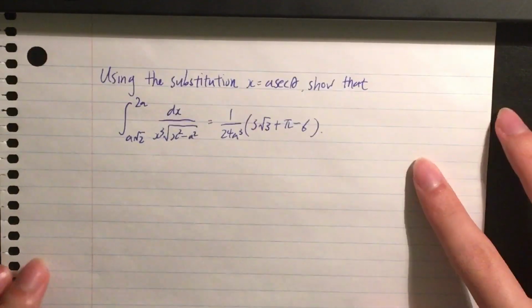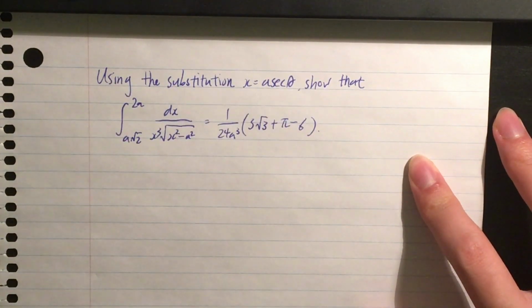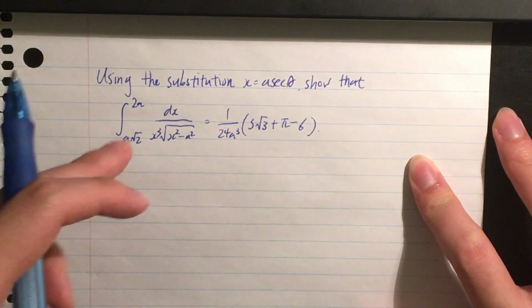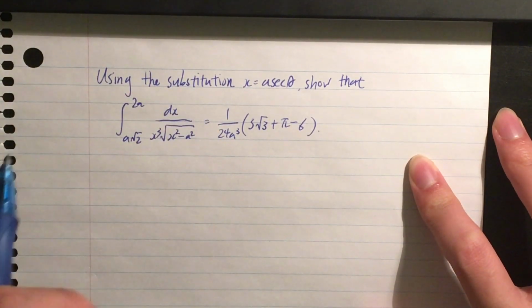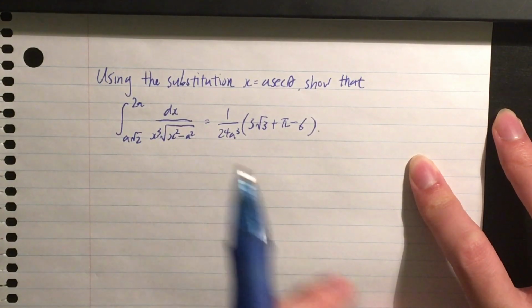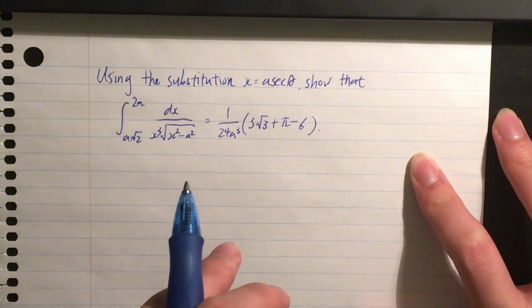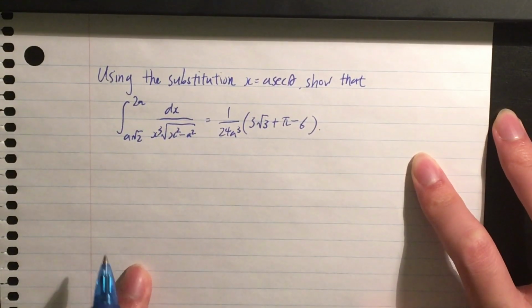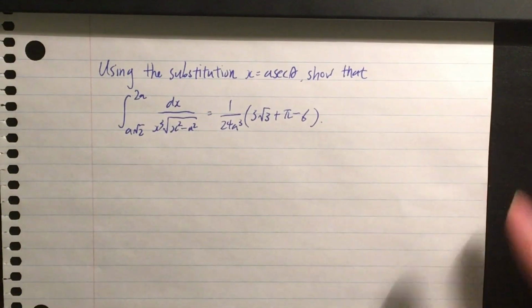Okay, so using the substitution x equals a secant theta, show that the integral from a root 2 to 2a of dx over x cubed times the square root of x squared minus a squared equals 1 over 24a cubed times 3 square root of 3 plus pi minus 6.